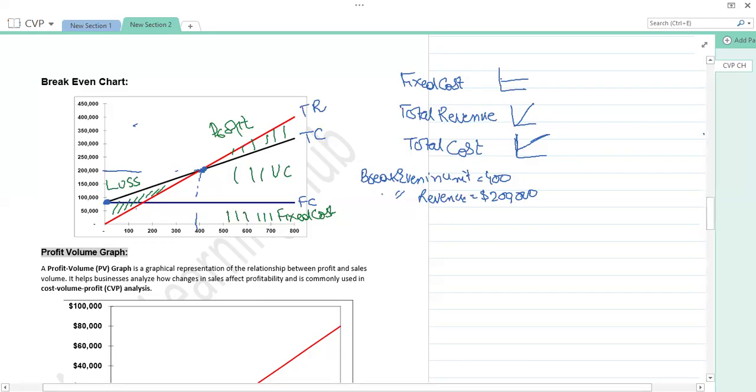You can also find the margin of safety. How can you find it? You can expand this line, and this is your budgeted revenue, budgeted sales units. This is your break-even units. So the difference between budgeted and break-even units is called your margin of safety. This difference is known as margin of safety.